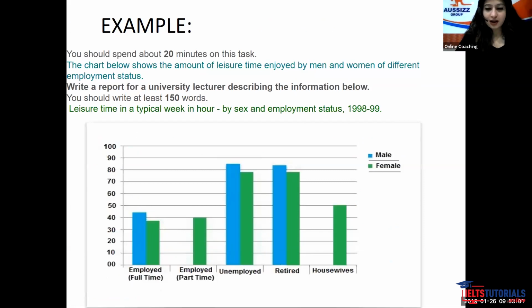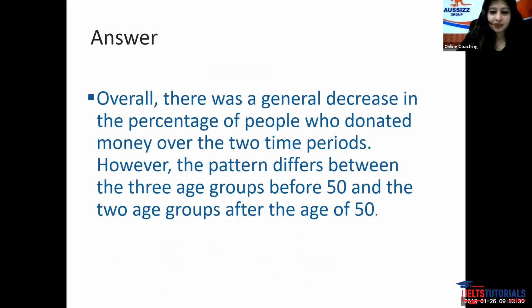If you don't understand how to write the overview, a very simple theory to write an overview is to pick up what is highest and pick up what is lowest. If you're very confused, if you can't make comparisons with this particular graph, I can suggest that you can simply write that amongst all the categories, it was noticed that the unemployed and retired people had the highest number of leisure hours compared to the other three categories. Do we get this? Okay.